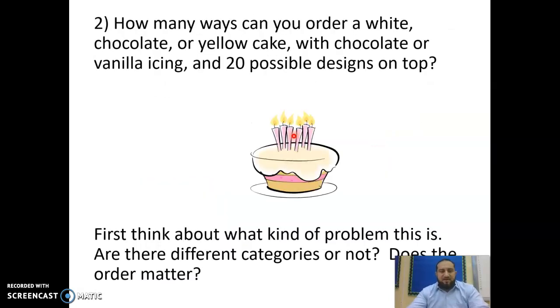Okay, here: how many ways can you order a white chocolate or yellow cake with chocolate or vanilla icing and 20 possible designs on top? So first of all, you have to think again what kind of problem this is. Are there different categories or not? Does the order matter or not? So what is your answer for that?